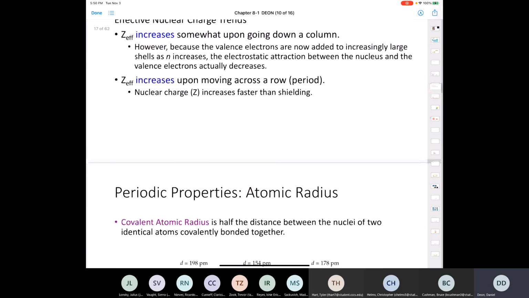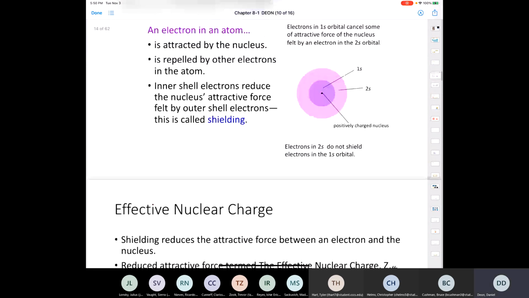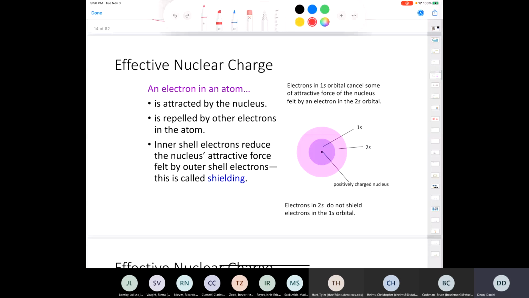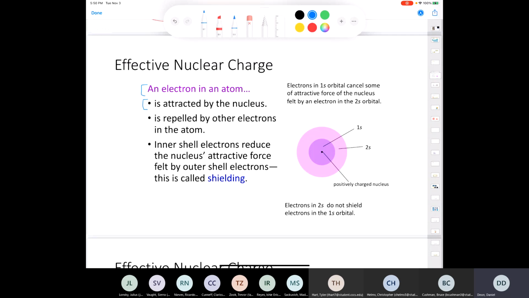Now, I have some more slides here that go over effective nuclear charge in even more detail. Let's see if we can make some sense of these to further our understanding, or our grasp, I should say, of effective nuclear charge. Think about an electron in an atom. It's attracted by the nucleus, isn't it? Because the nucleus is positive and an electron is negative. Well, it's also repelled by the other electrons in the atom.